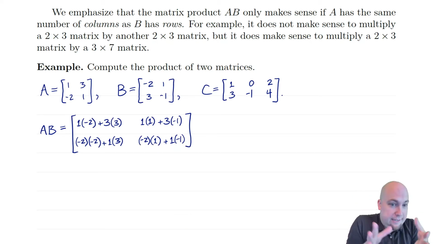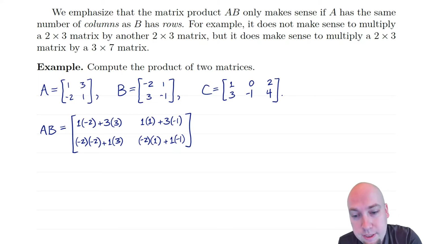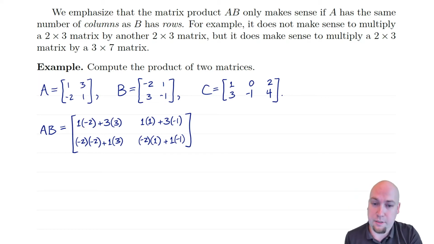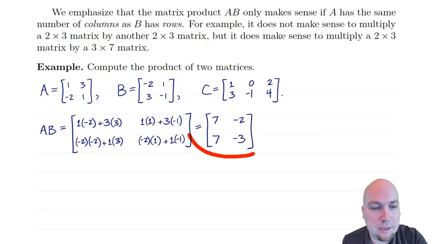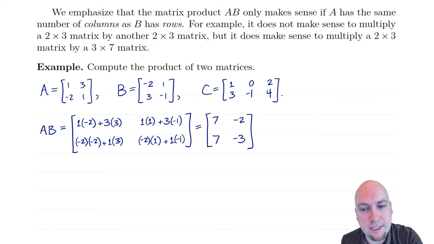And now you just actually do those computations in each of those entries. 1 times -2, well, that's -2, plus 3 times 3, that's 9. So you add them up and you get 7. So my top left entry is going to be 7. And you do a similar calculation in each of the other 3 entries. And then we find that A times B is this matrix, 7 -2, 7 -3. All right, so that's our first example of matrix multiplication.